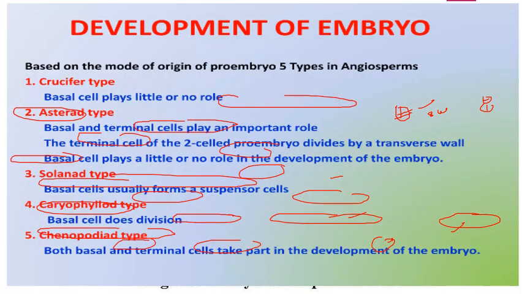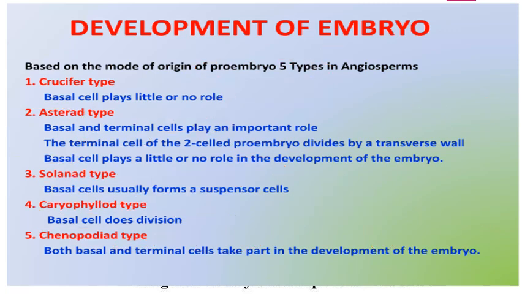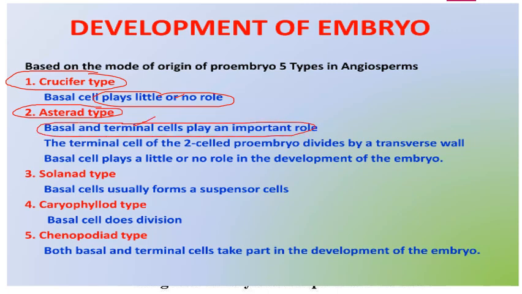Mostly in case of Capsella bursa-pastoris, we have different types of embryo development. This is based upon the origin of the proembryo. Basically 5 types का होता है embryo development. First is the crucifer type. It occurs in Capsella bursa-pastoris, the typical example, where basal cell plays little or no role. The next is Asterad type. Here basal and terminal cells play an important role. दोनों ही cells important role play करते हैं.